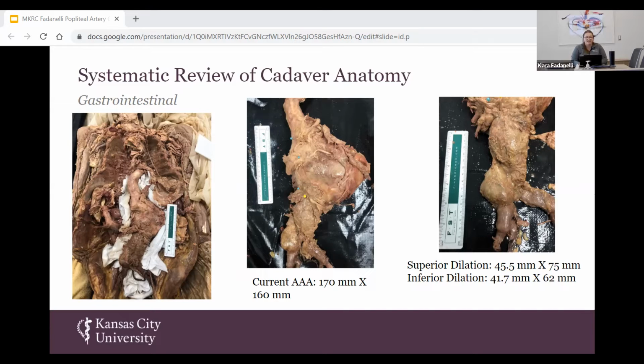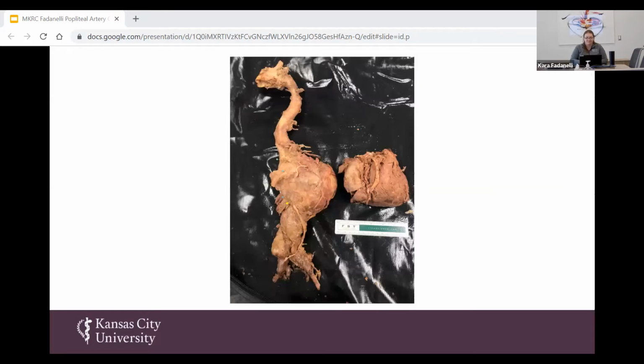Now, in order to provide a better idea of the size of our current AAA, this is a picture of the entire aortic vessel from our ascending aorta to the bifurcation of both common iliac arteries next to our donor's heart, revealing that this aneurysm is nearly the same size as the heart.